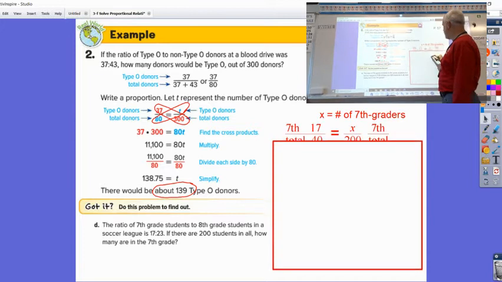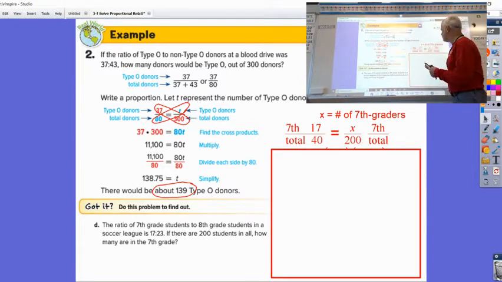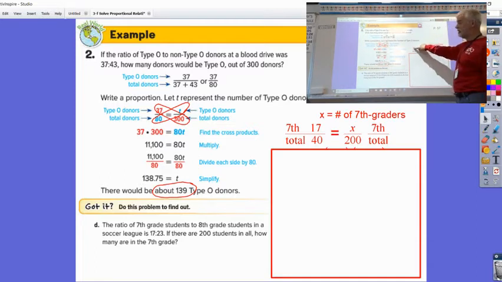Okay, so we're going to have X represent the number of 7th graders. Now, I don't make you write this definition of the variable here, but if you write 7th over total equals 7th over total, what the things are in your proportion, then you don't have to write this. You do have to write these words down. It's important to keep your problem organized properly.